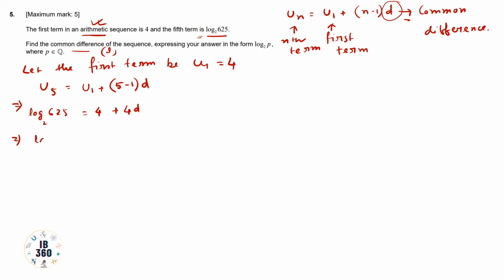Now log base 2 of 625 minus 4 equals 4d, or 4d equals log base 2 of 625 minus 4. We have to express 4 in terms of log so that we can find the value of d in terms of log.